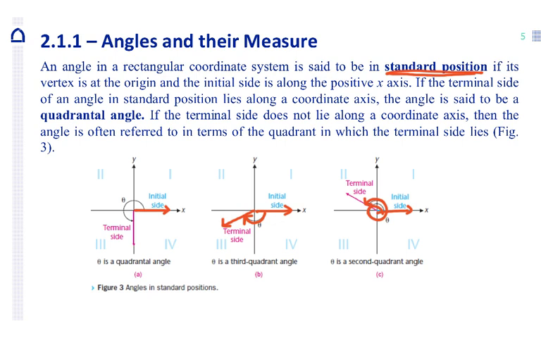Now, one other vocab word to talk about is if the terminal side lands on one of the axes itself, it's called a quadrantal angle. These are special. So remember, this would be 90 degrees if we're just opening and landing here. This is 180 degrees. This is 270 degrees. And if we went all the way back around a full circle, we'd call that 360 degrees.